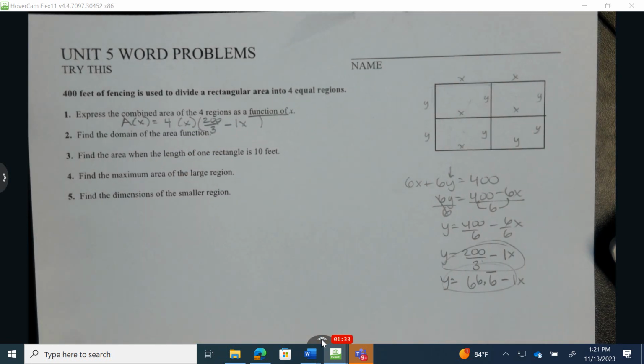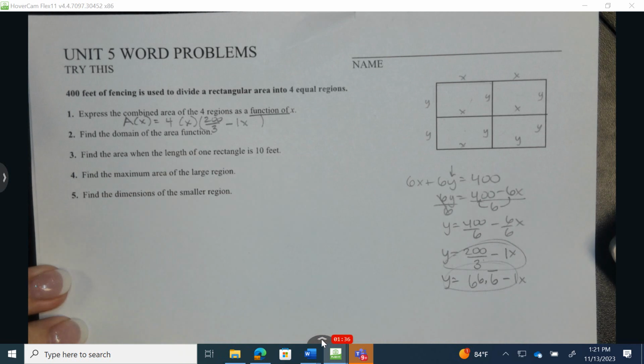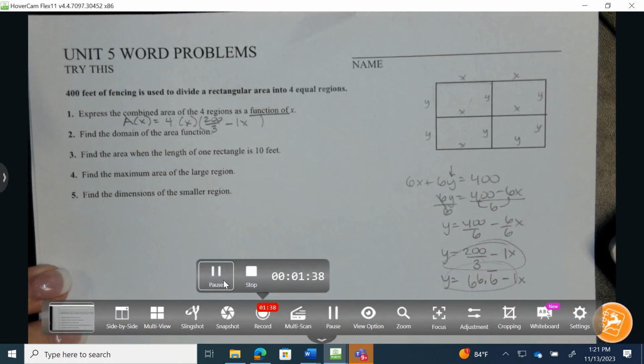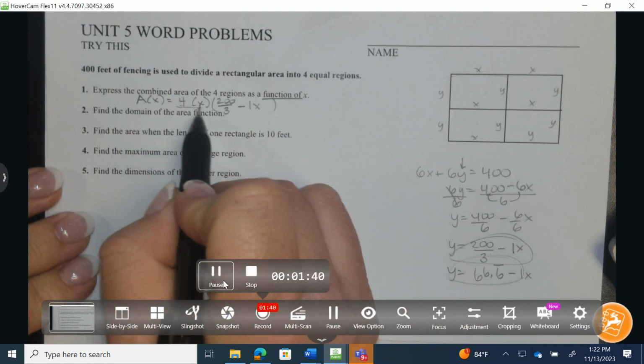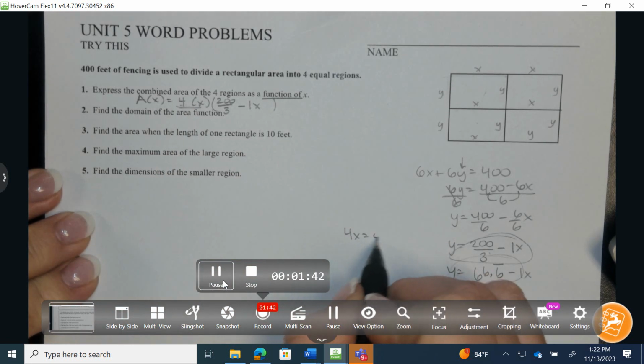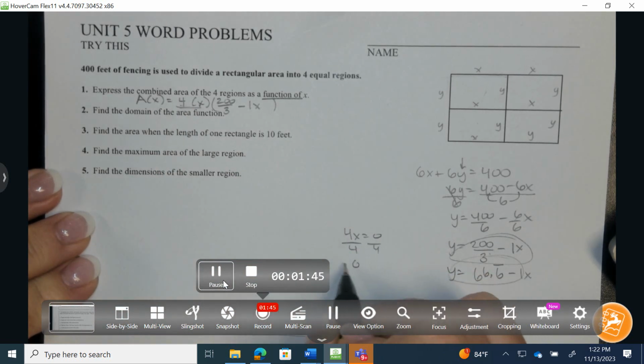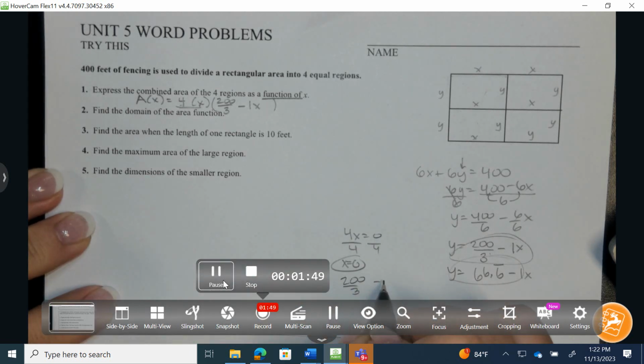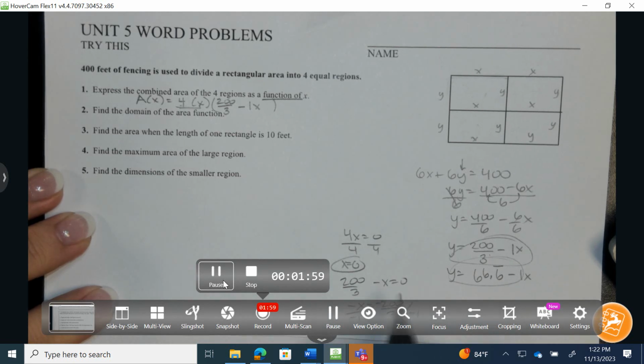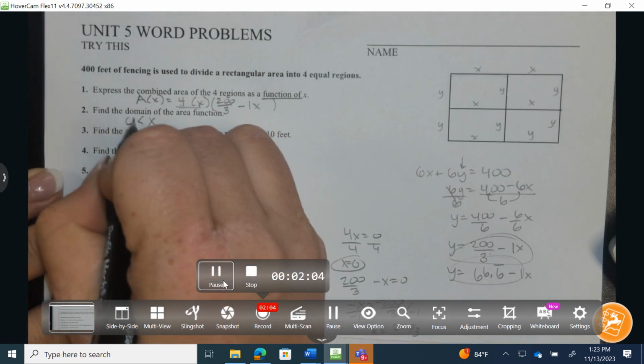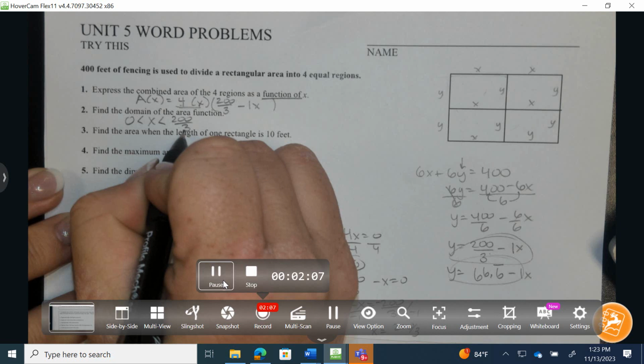Find the domain. So I'm going to set each of these equal to 0, and then I'll show you. Okay. So I'm going to set this first part, which is 4x, equal to 0, and I have x equals 0. Then I'm going to take the second part, 200 over 3 minus x equal to 0. First I'm going to subtract 200 over 3, so negative x equals negative 200 over 3. Divide both sides by negative 1, and x is 200 over 3. So I believe the domain has to be greater than 0 and less than 200 over 3.